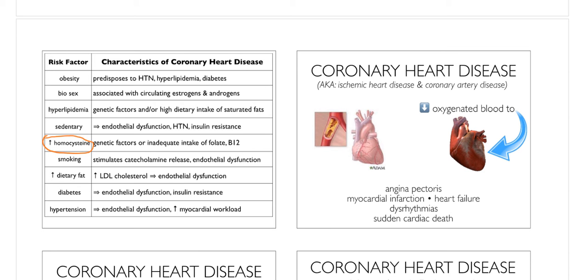The problem with coronary heart disease is that we end up having a blockage of some form in one of the vessels of the heart. That leads to a decreased level of oxygenation to the heart itself because these coronary vessels are supplying oxygen to the heart. So this can result in angina, MI, heart failure, dysrhythmias, or sudden cardiac death.